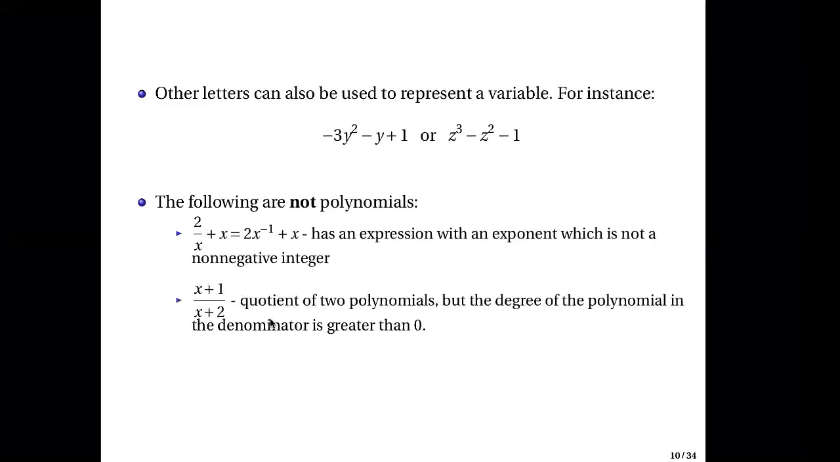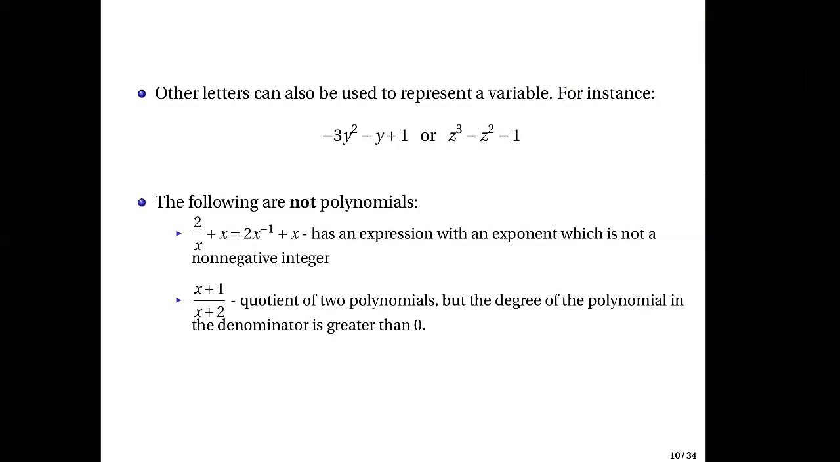Another expression here, quotient of two polynomials, but the degree of the polynomial in the denominator is greater than 0. So you have x plus 1 divided by x plus 2. You have a polynomial in the numerator, a polynomial in the denominator, and the degree of the polynomial in the denominator is 1. So it is greater than 0. Therefore, this is not a polynomial.